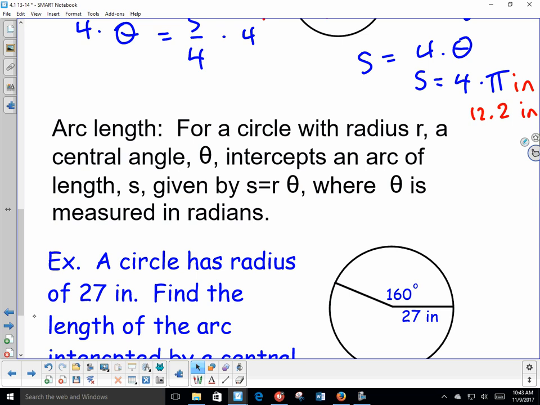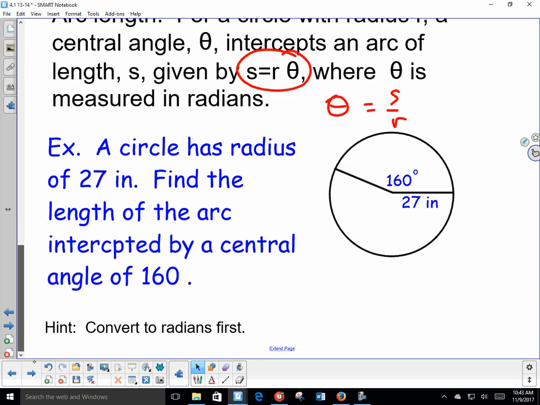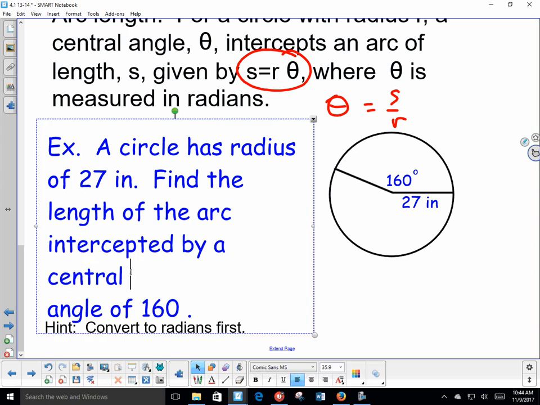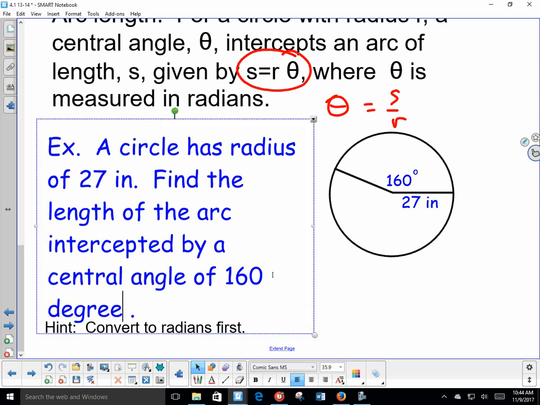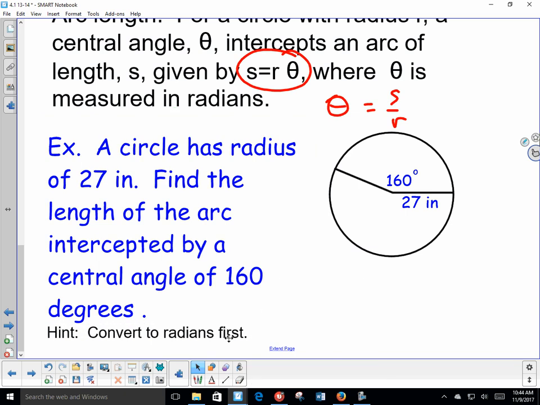Arc length for a circle with radius R: a central angle theta intercepts an arc with length S, given by S equals R theta. This is not a new formula. That's the same one as theta equals S over R, just multiply both sides by R, right? Same formula. So let's take a look at this example. A circle has a radius of 27 inches. Find the length of the arc intercepted by a central angle of 160 degrees. All right. Big hint: convert to radians first.